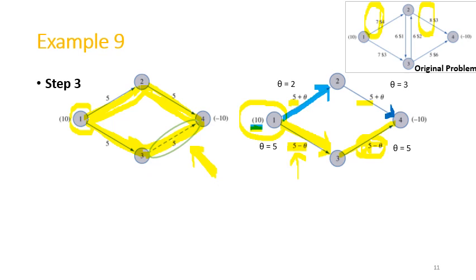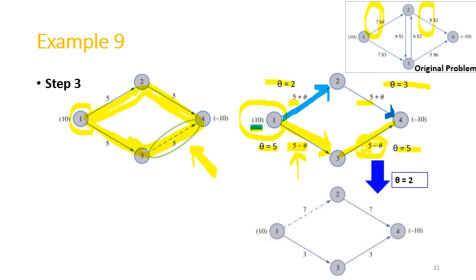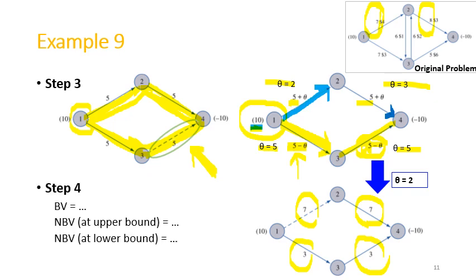Now to keep the conservation of flow balance for all the network, we need to take the minimum of all thetas here. So the minimum of 5, 5, 2, 3 is 2. And then we are applying theta equals 2 to the entire cycle that we have. So here it becomes 3 because 5 minus 2 equals 3. 5 minus 2 also equals 3. 5 plus 2 equals 7. 5 plus 2 equals 7. So this is our step 4.